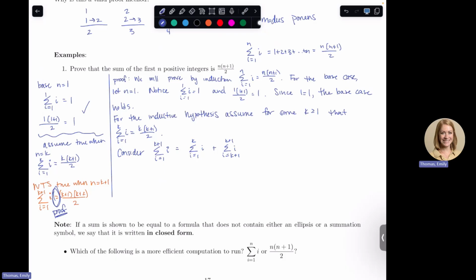Do we agree that those two sums together would squish out the middle? We would go from i equals 1 to k plus 1. Yeah. All right. The inductive hypothesis says that this part right here is equivalent to k times k plus 1 over 2. What is the sum from k plus 1 to k plus 1 of i? It is just k plus 1, yeah.